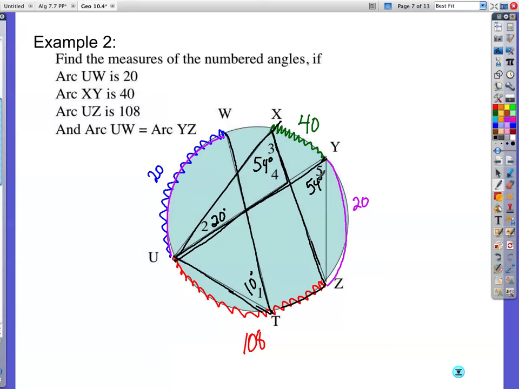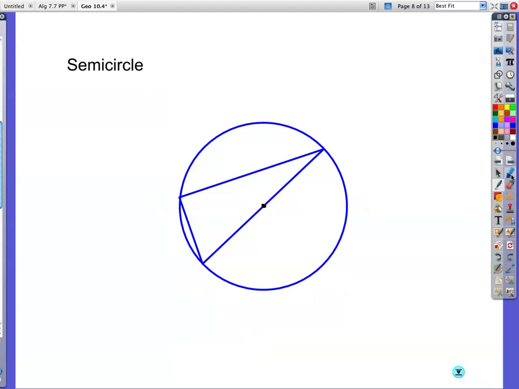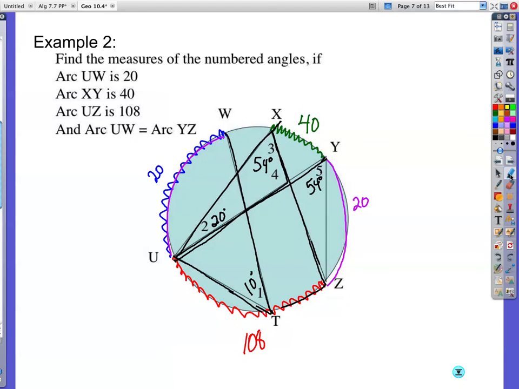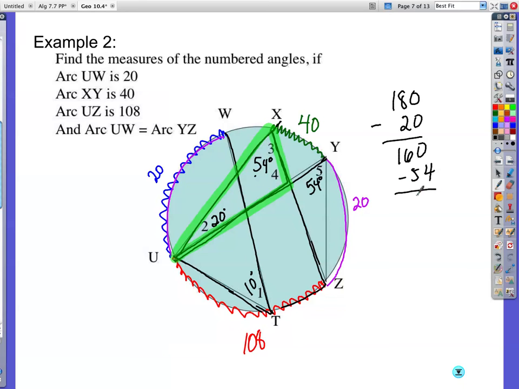Okay, now let's see if we can figure out angle 4. I see a triangle. I'm going to highlight this triangle right here. A triangle has to have 180 degrees. So notice how the rest of math is never going to leave us. 180 minus 20 is 160, and then minus this 54, and now I have 116. Nope, 106. So this angle 4 should be 106 degrees.